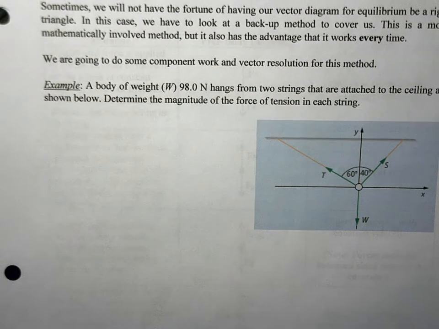Now to finish up equilibrium, we are going to do an example that's a little bit more complicated. The last two examples that we did had the advantage that there were, A, only 3 vectors, and B, a right angle was able to be found in the vector diagram. So that opened up things like SOHCAHTOA and the Pythagorean theorem. Now, what if there is no right angle in your vector diagram this time?